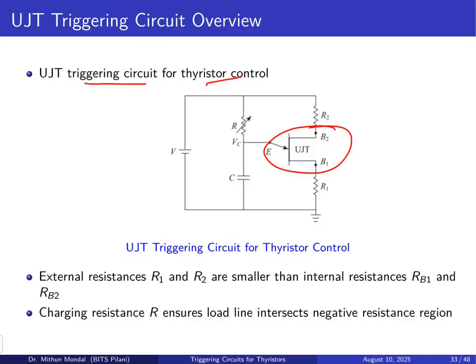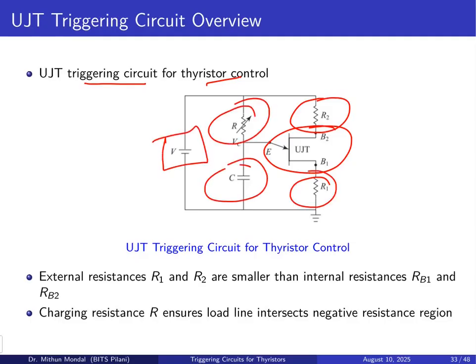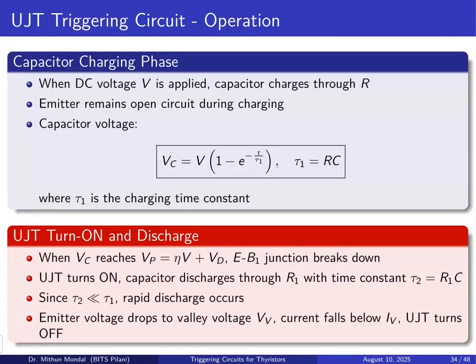So this is the circuit configuration of the UJT for thyristor control, where you have the UJT and the resistors R2, R1 connected, there is a variable resistor and the capacitor, and a DC voltage is given here. The external resistances R1 and R2 are smaller than the internal resistance of the bases. The charging resistance R ensures that the load line intersects in the negative resistance region. So you are using a charging resistor R because you have to intersect the load line in the negative resistance region.